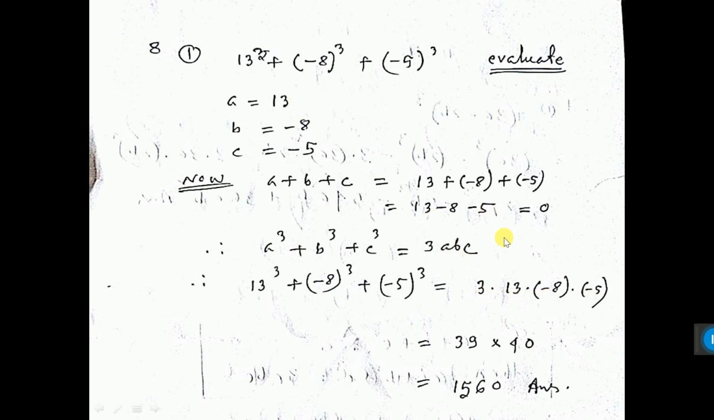Now the value of a is 13, put here. Value of b is minus 8, put here. Value of c is minus 5, you put here. Then you multiply all this and get the answer. So we have got the answer of what was asked in the beginning, to find the value of this thing. So this thing's value we got here. Clear?